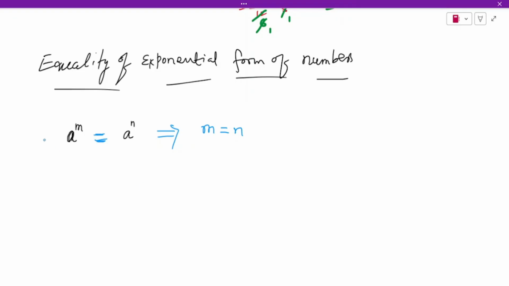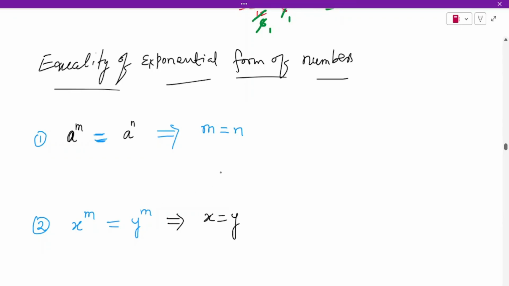This is the first equality form of the exponent, and the second one is if we have two exponential forms, let's say x to the power m equals y to the power m, whose exponents are equal, then their base should be equal.